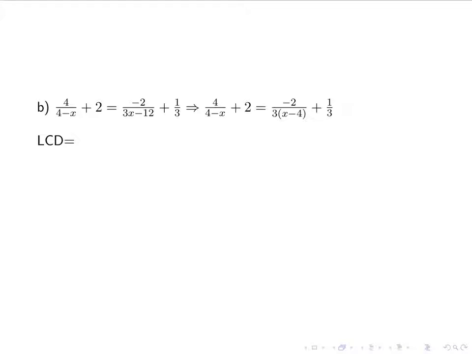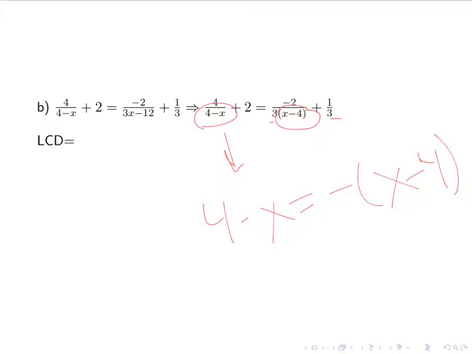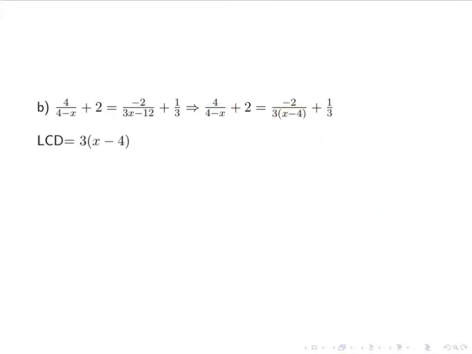In our LCD, we have two different factors: a 3 and an x minus 4. Notice we have an x minus 4 and a 4 minus x. It's the same term except that one has a negative. So we're going to think of 4 minus x as negative (x minus 4). We don't need to include the negative in the LCD, so the LCD is just the 3 and the x minus 4. Then when I multiply everything through, we'll see where the negative comes up.